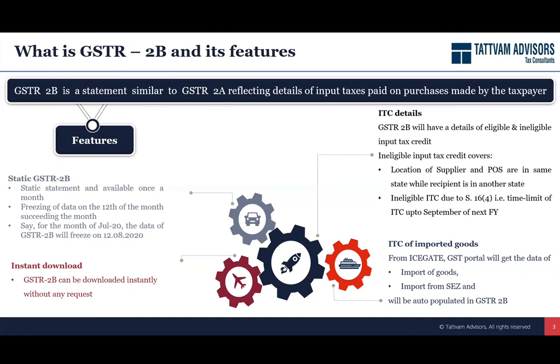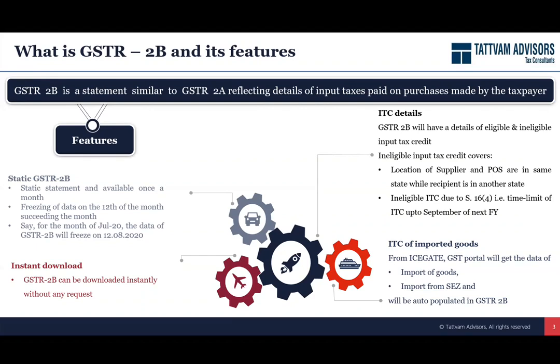Then, when I say that this particular return has specific data, I mean that they have divided the data of your input taxes into eligible and ineligible input tax credit. Now, in order to decide what is ineligible input tax credit, the government has applied only two tests. One test is when the location of supplier and the place of supply of any supply is in the same state, but the recipient whose 2B is being generated is in another state. All those purchases and the taxes paid on those purchases will be parked in the ineligible category.